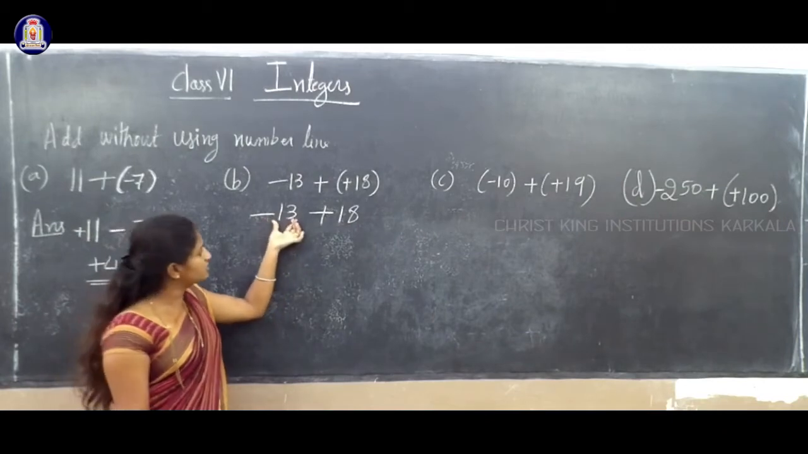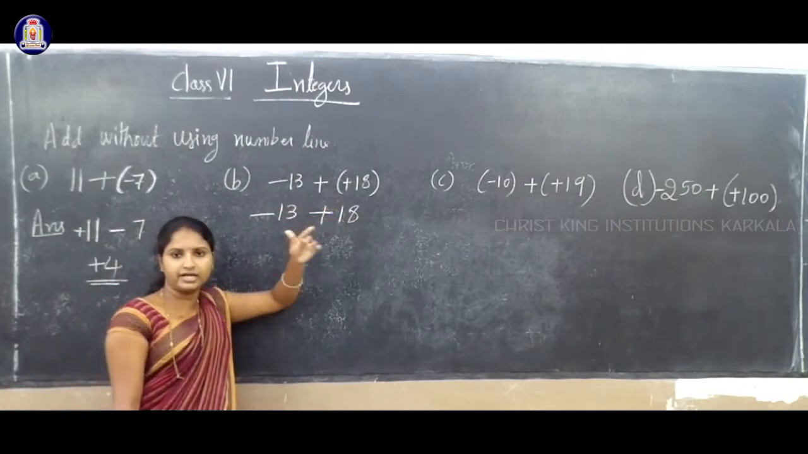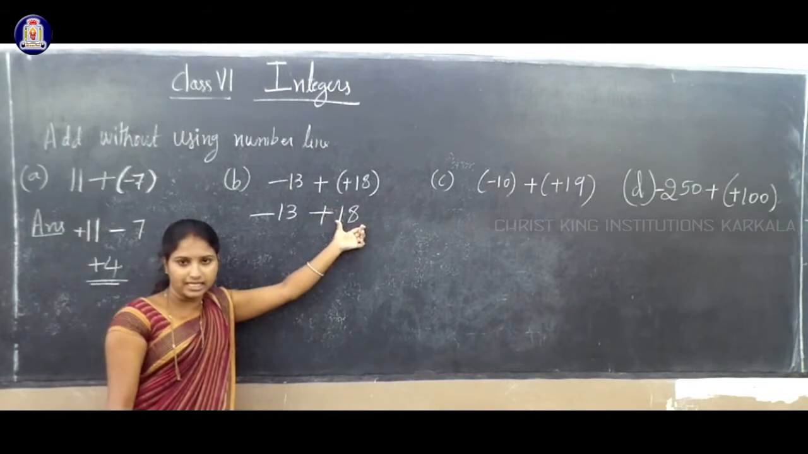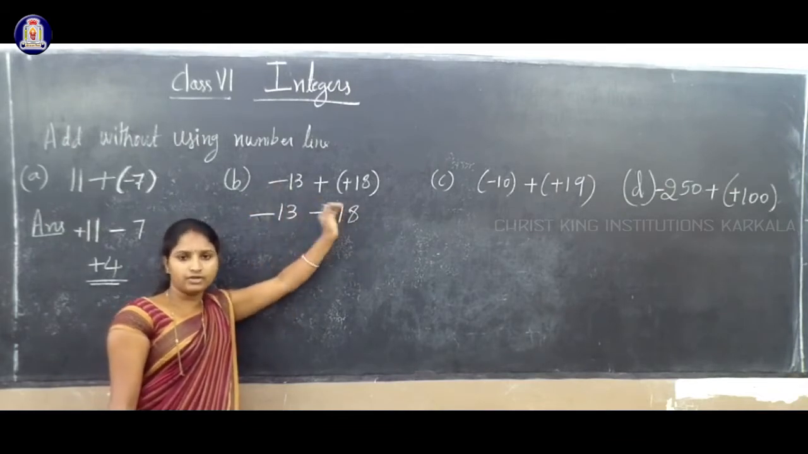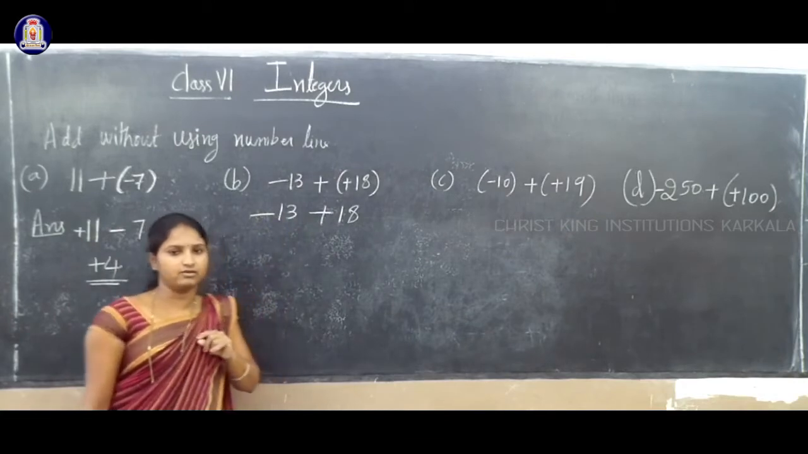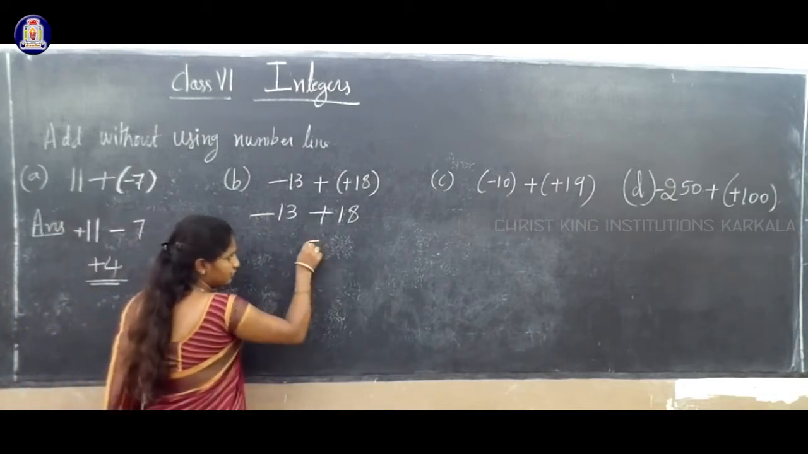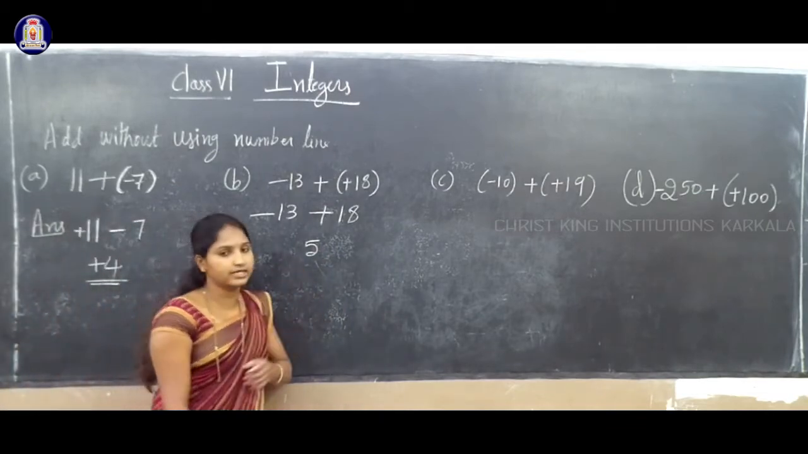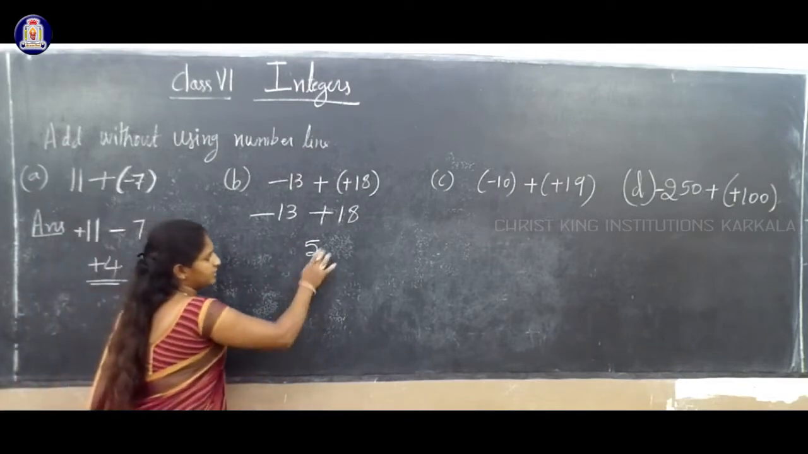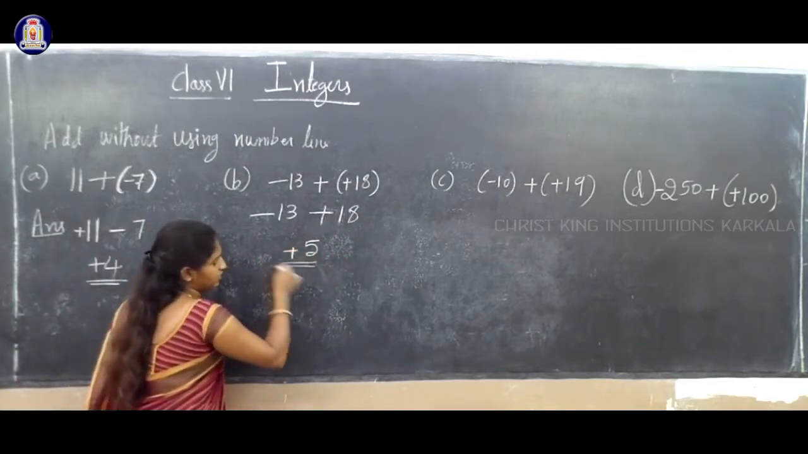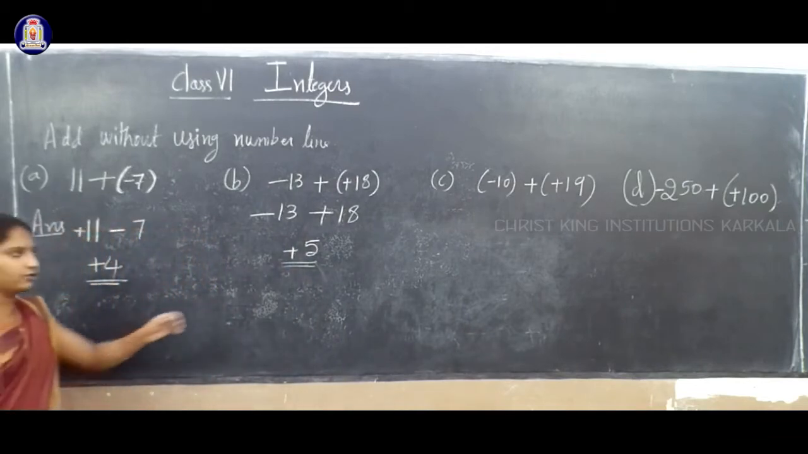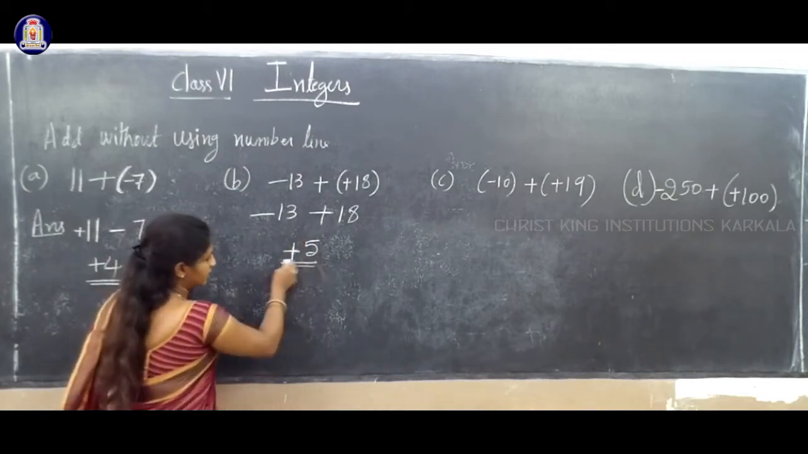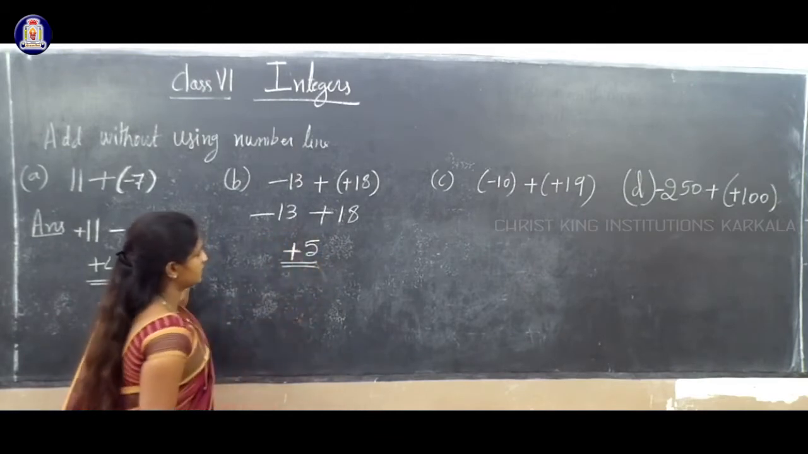Can you subtract 18 from 13? No. So what we have to do? Just subtract 13 from 18, because the signs are different. So 18 minus 13 is 5. Next step, you have to see the greater number and write the greater number's sign. The greater number is 18. That sign is plus. So here also the greater number's sign is plus. That sign you must write. So the sign is very important in this chapter. So write the sign after writing the number.